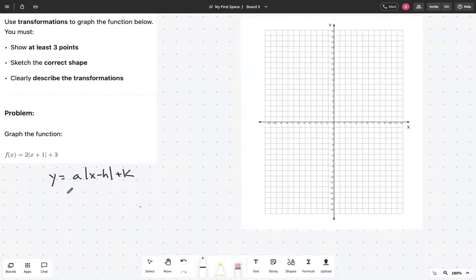plus k, where (h, k) is going to be my vertex and a is going to be my slope to the right. That's literally as simple as that. So all we need to do is apply that.